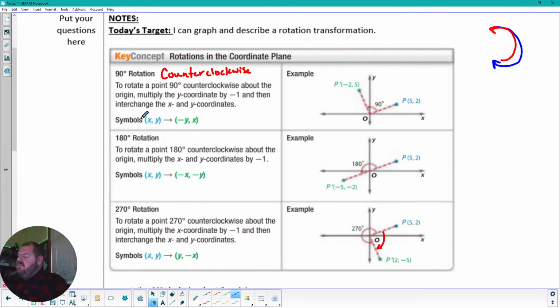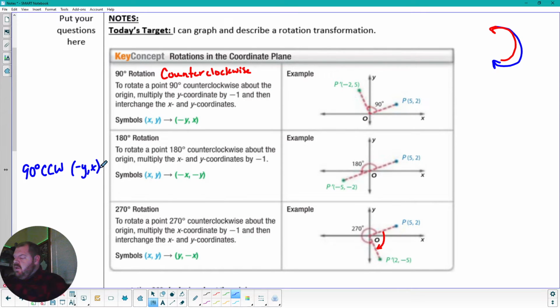But again, I stick to those rules. That's something I'm going to carry through, and I'm just going to make a note so I can drag it through the rest of the page. 90-degree counterclockwise: I'm not even going to write the (x, y). I'm just going to say it's going to turn into negative y, x.